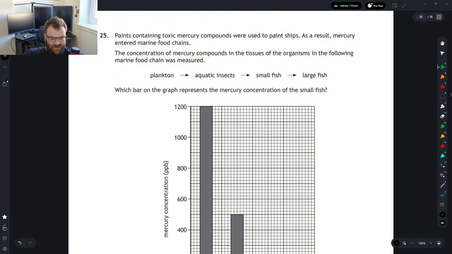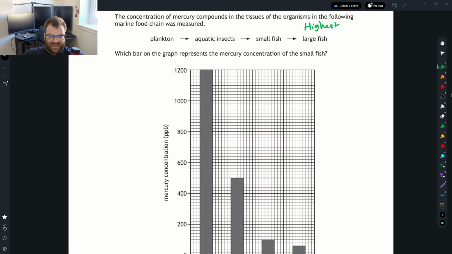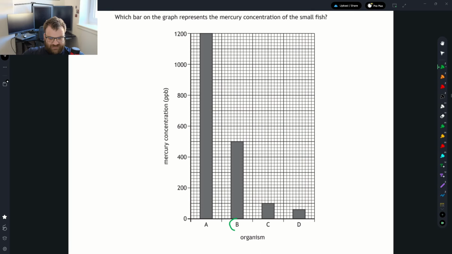Last one, we're talking about mercury building up within a food chain. We're asked about the small fishes and the mercury concentration in the small fishes. So the top of the food chain will have the highest concentration because it's eating lots of the little fish and absorbing all the mercury that they've eaten. That means that we have to have the second biggest value, which would be B for the small fish. So large fish, then small fish, aquatic insects, and plankton at the end would give you your answer of B for that one.